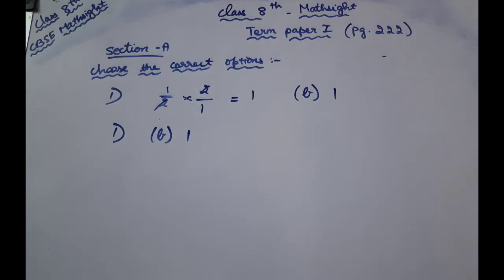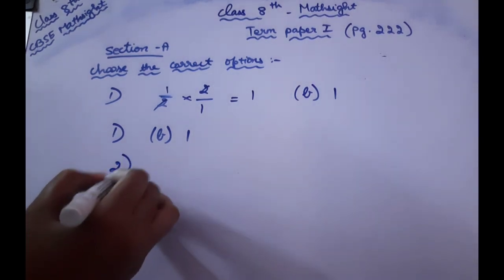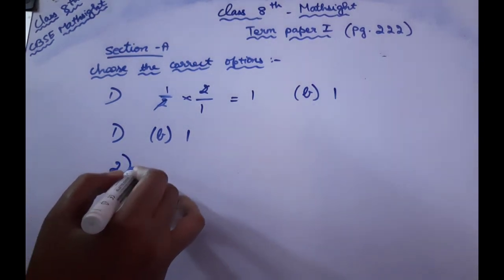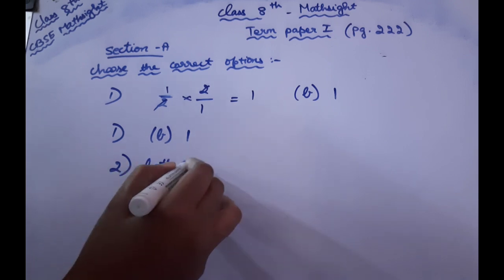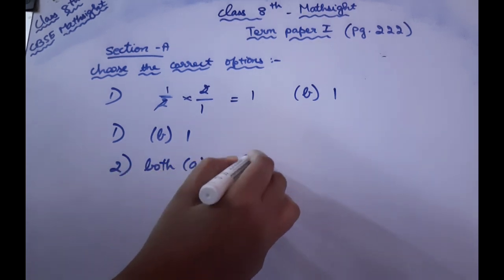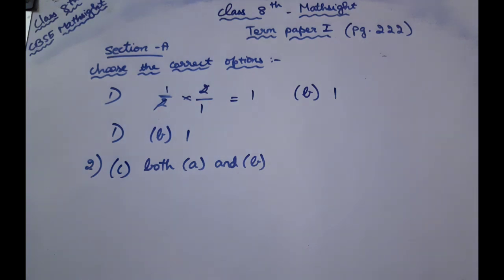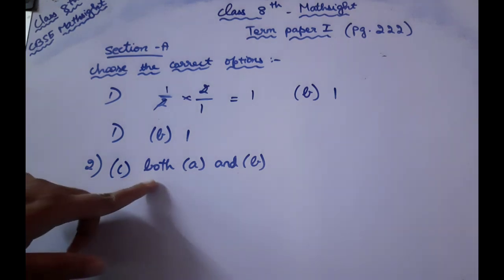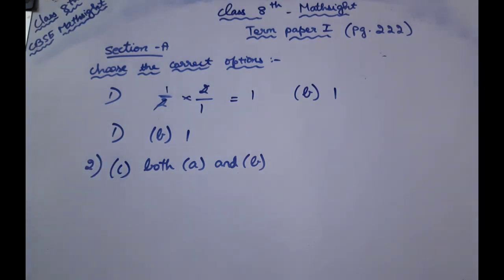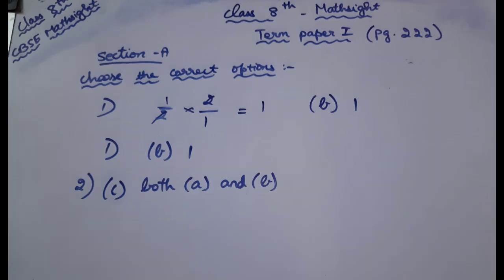The second one: every natural number is also an integer and a whole number. So option C, both A and B, is correct, because the natural numbers are 1, 2, 3, and it goes on, starting from 1. So the natural numbers include both integers and the whole numbers.